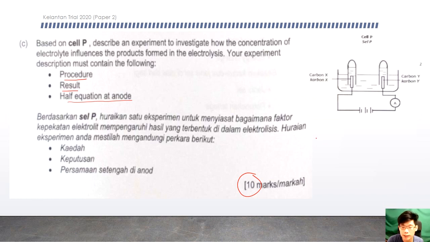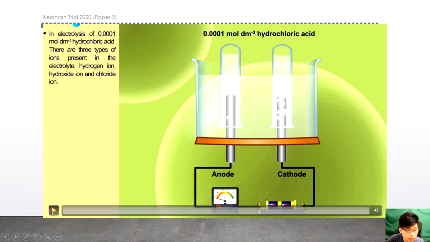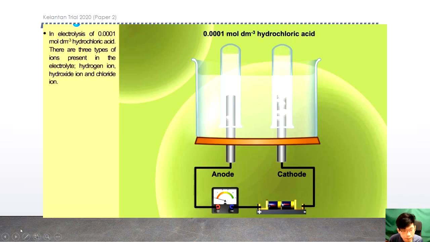So this is a question under section C. Section C will be asking you at least one experiment question. So now we look into the explanation first. Now we look into a video showing the electrolytes of different concentration. Okay.